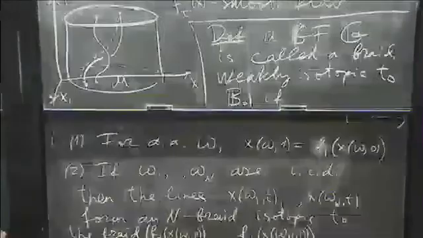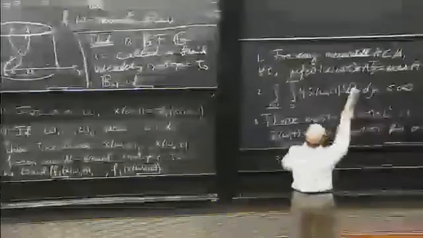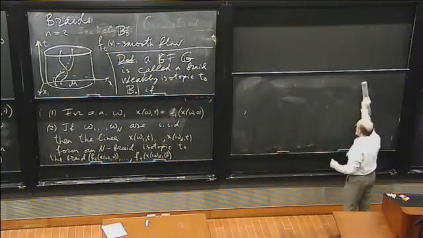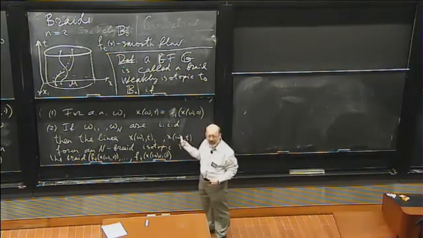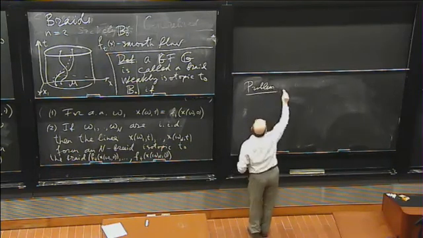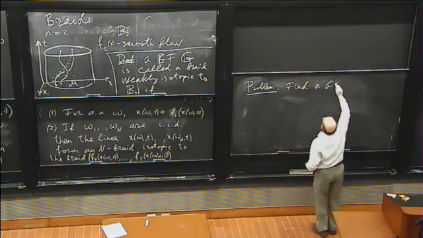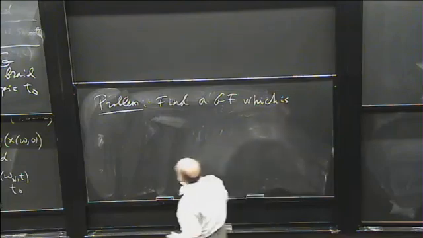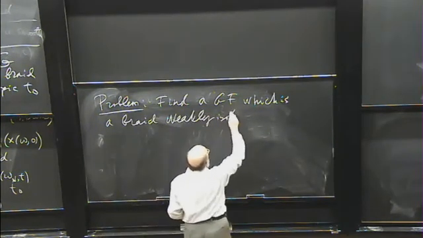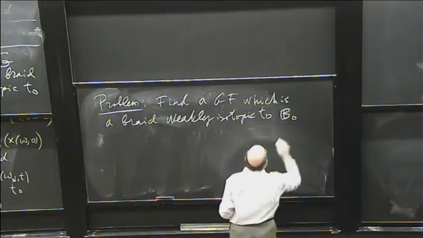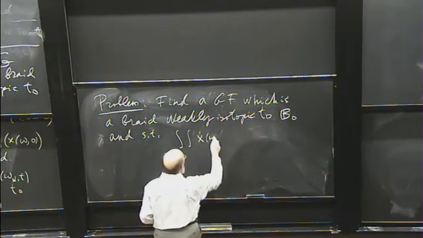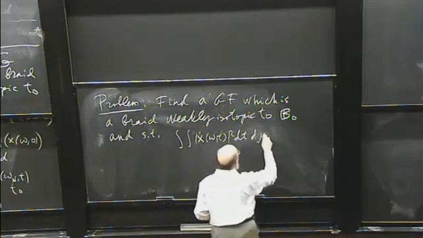And now I pose the following problem. For almost all sets omega 1, ..., omega n, with probability 1, of course. And now the problem: find a generalized flow which is a braid weakly isotopic to the given braid B0, and such that its action is minimal.